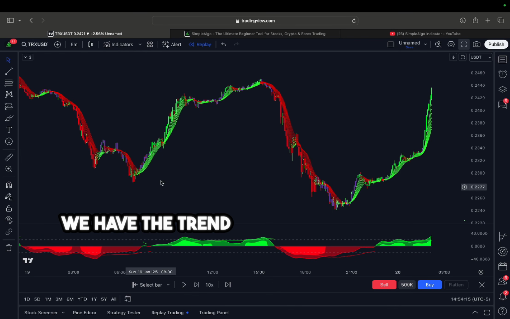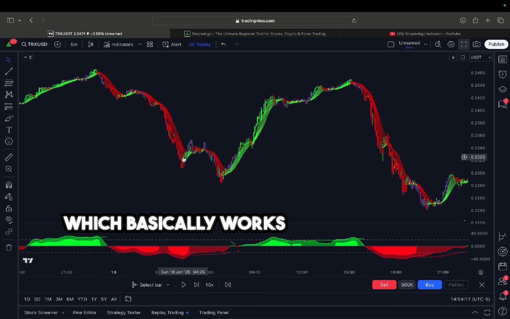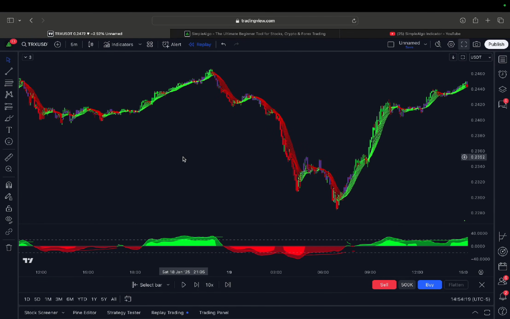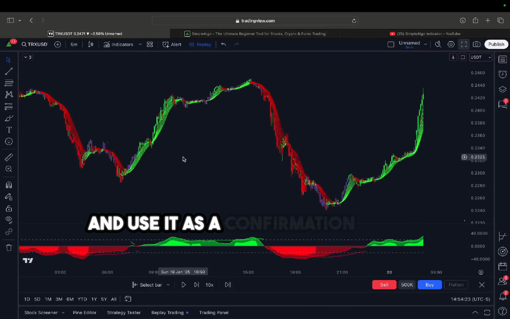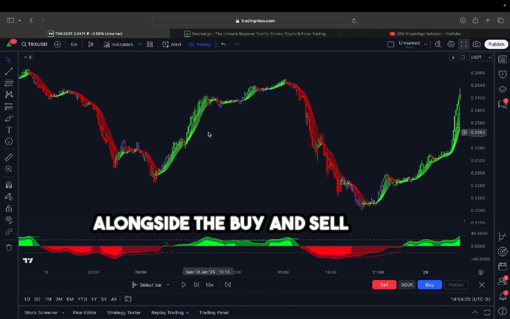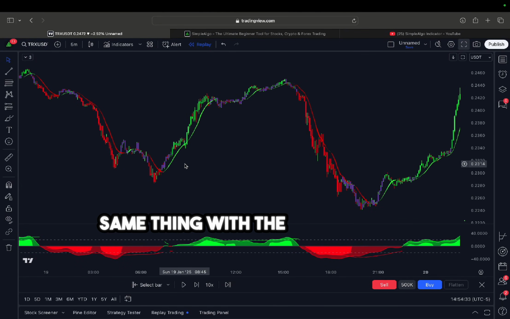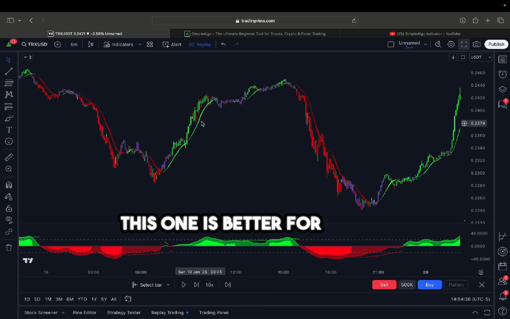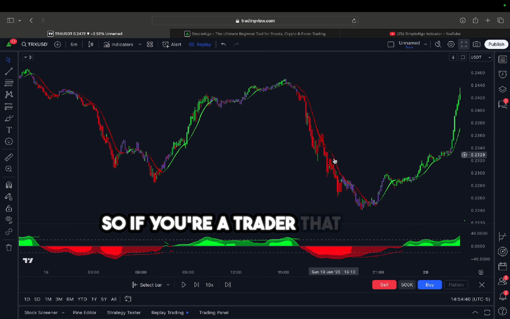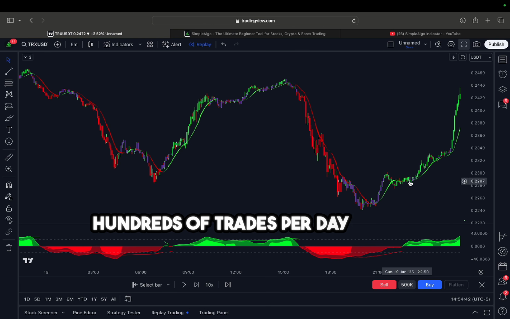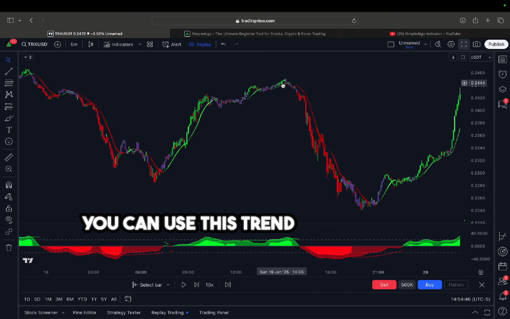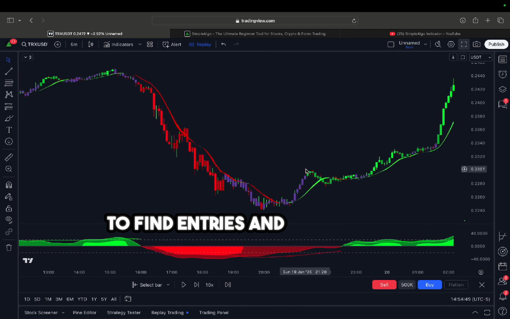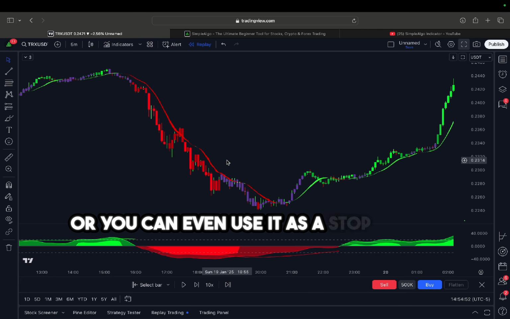We have the trend energy feature, which basically works similarly to the trend trail. You would ideally use this in a trending market and use it as a confirmation alongside the buy and sell signals. Same thing with the trend ribbon. This one is better for scalping. So if you're a trader that takes hundreds of trades per day and they're very short-term trades, you can use this trend ribbon to find entries and exits, or you could even use it as a stop loss.